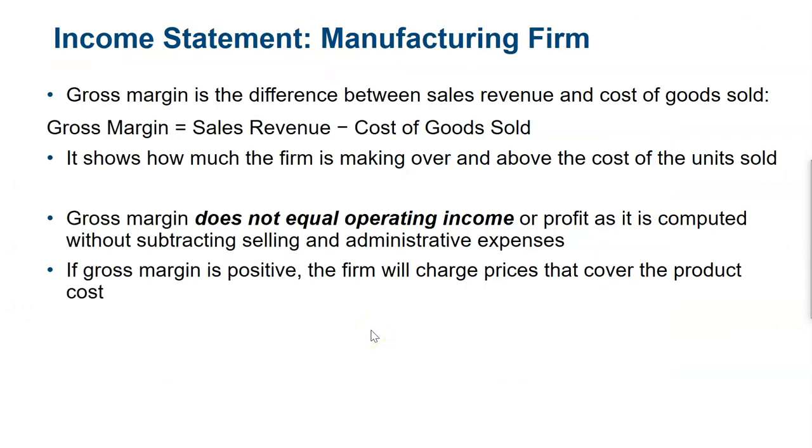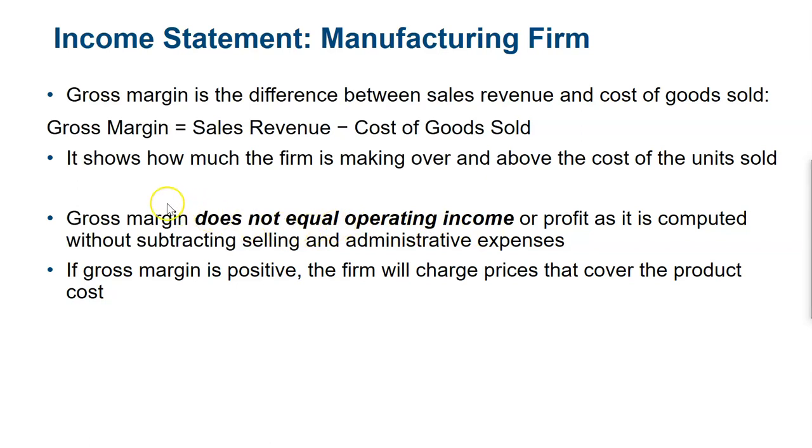So very important, and we can kind of figure this out just by looking at the income statement. Gross margin does not equal operating income. We've got the formula here. Gross margin equals sales revenue minus cost of goods sold. You can figure that out by looking at the income statement. You saw the income statement first. So gross margin does not equal operating income. And again, we could expand that further and say that operating income does not equal net income.